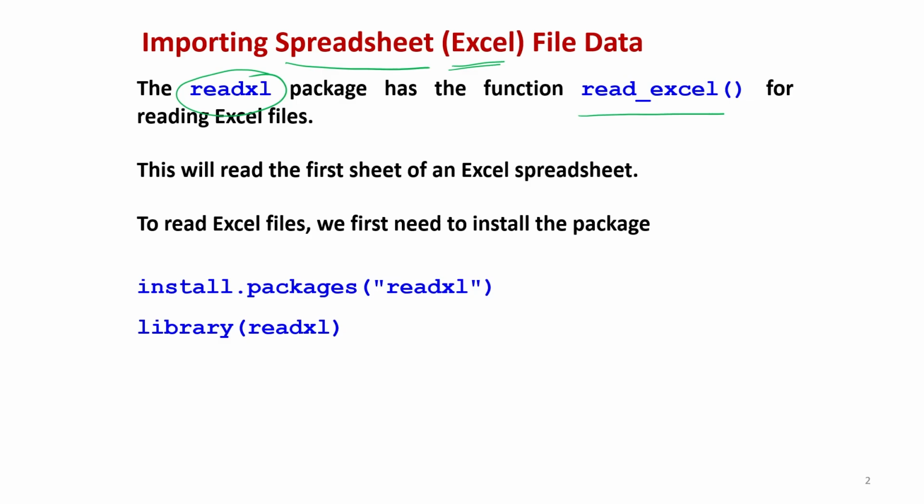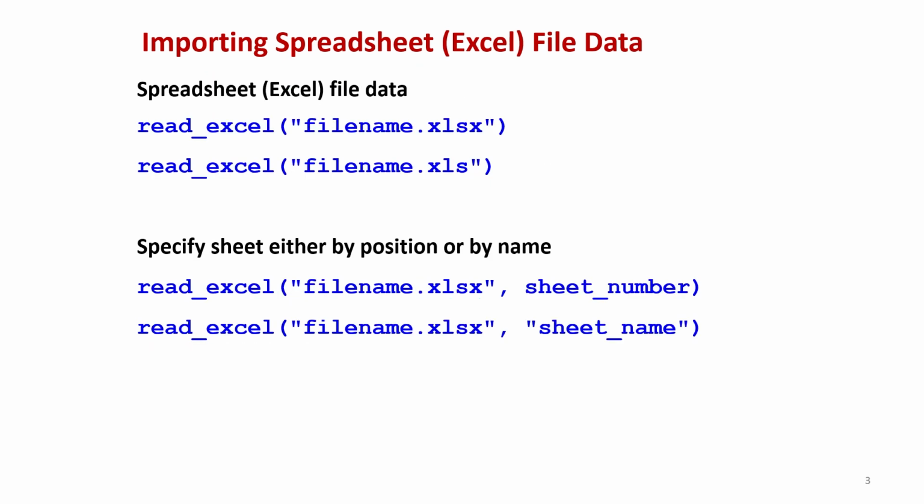We will discuss here how to read the file. When we use the command read_excel, it usually reads only the first sheet of the Excel spreadsheet file. First you need to install the package using the command install.packages, and the name of the package is readxl, all in lowercase, and then you have to load it by the command library. In the meantime, I will explain the different commands.